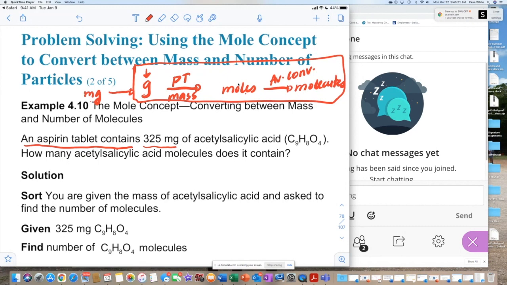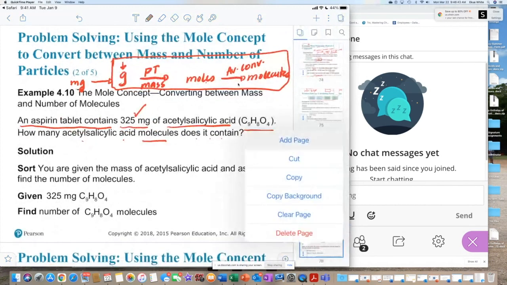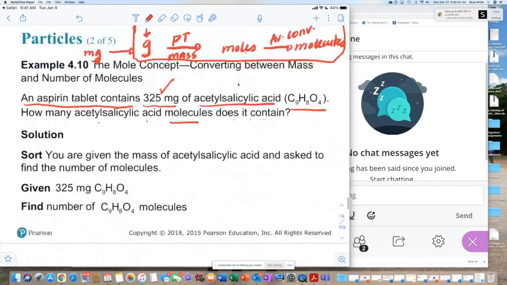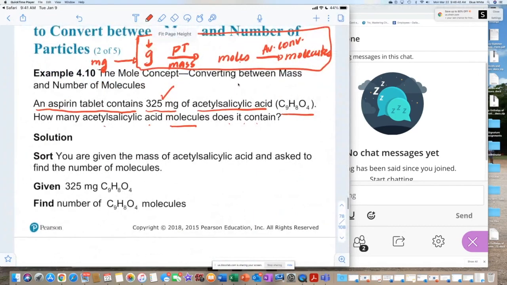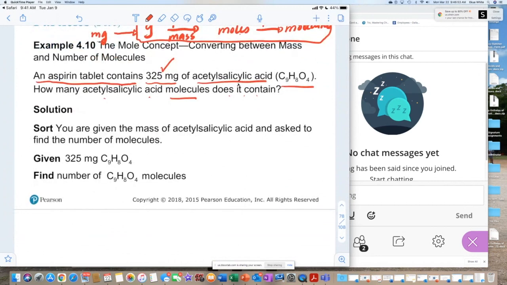Okay. So milligrams, I know how to deal with that. Acetylsalicylic acid, the formula is given to me right here. How many acetylsalicylic acid molecules does it contain? I'm going to add a page right here and start working this out. So I know my regular conversion, I've highlighted it here. Now I have to add the milligram to gram. So I'll start off by listing what I have, right? What is given in my question is I'm given the amount 325 milligrams. And what is the chemical? Acetylsalicylic acid. I really need the formula.